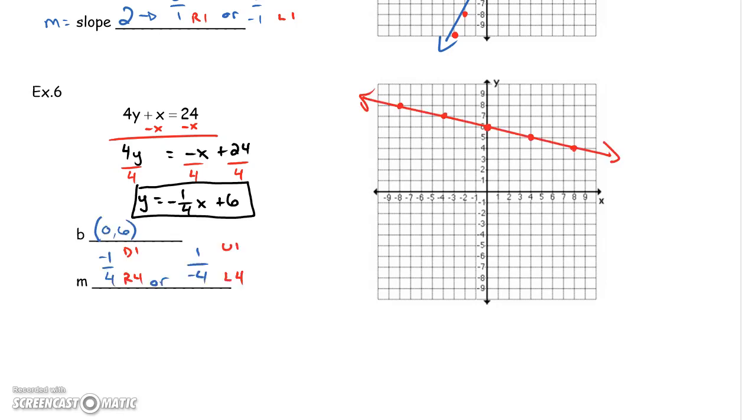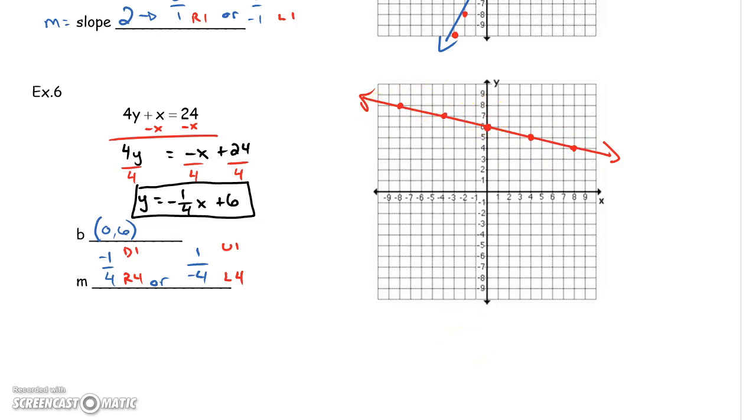Okay, success with the video. We should have got our y-intercept at 0, 6, our slope of -1/4, or 1 over -4. So we go from 0, 6, down 1, right 4, or we could have gone up 1, left 4.